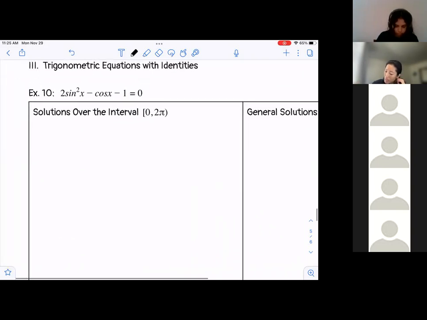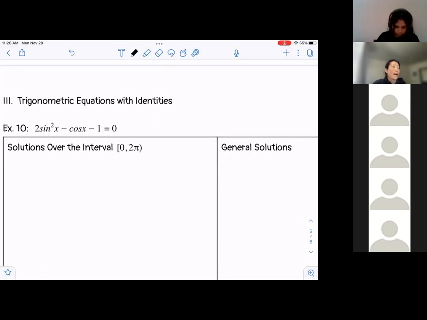Taking a look at example number 10, would you say that this one falls under the linear category or the quadratic category? Yes, I would agree, Dallas. This is one where as soon as I start to scan, I see a squared, it's quadratic. But how does example 10 look different from examples 8 and 9, the last two examples that we just did? It has sine and cosine. Yes, it has sine and cosine.